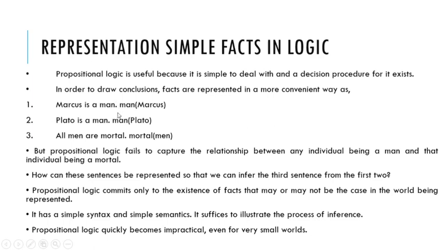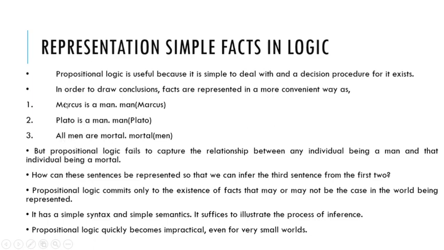Marcus is a man, that is for every x, what we have seen in the previous slide, men and Marcus, right? So Marcus is a man, right? So for every x it's man, so Marcus is also a man. Plato is a man, that is defined here. All men are mortal, right? That means it shows all men are mortal. That is universal. It is not talking about Marcus or Plato, right?